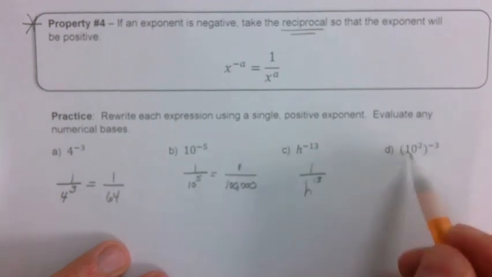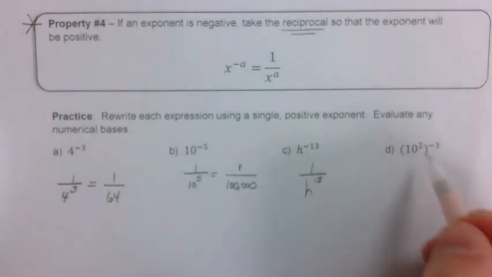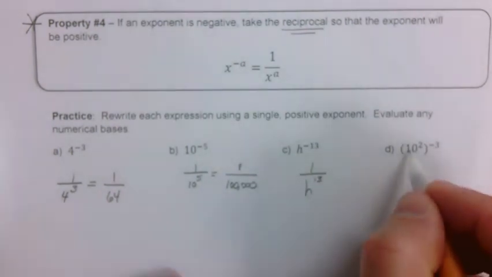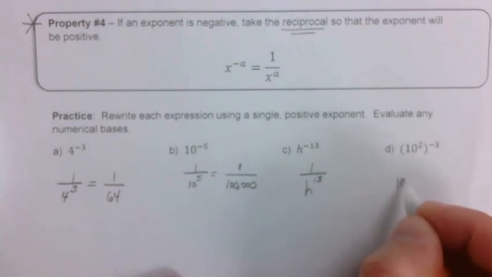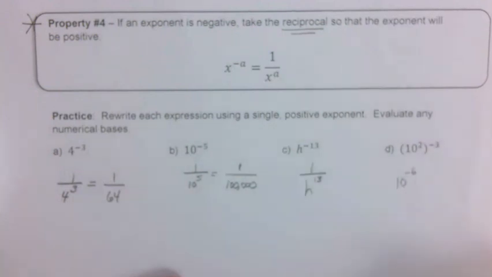Finally, in letter D, 10 squared raised to the negative third power. Now, the first thing that I realize here is that I'm raising a power to a power. So I'm going to go ahead and use the power to a power rule. I have 10 squared to the negative third. I'm going to keep the base of 10, and then I'm going to multiply the exponents together. 2 times negative 3 is negative 6. So this expression is equal to 10 to the negative 6th power.